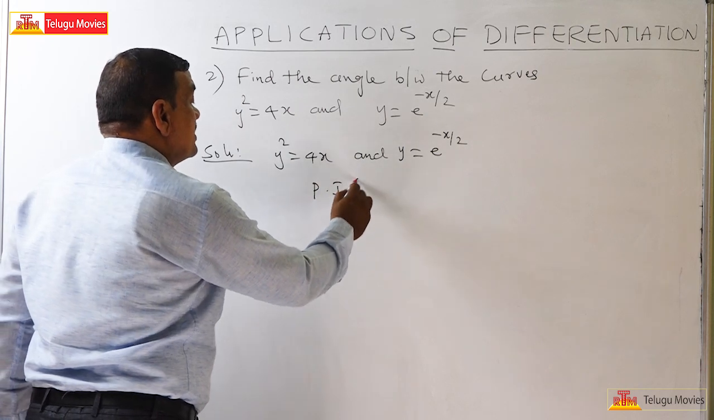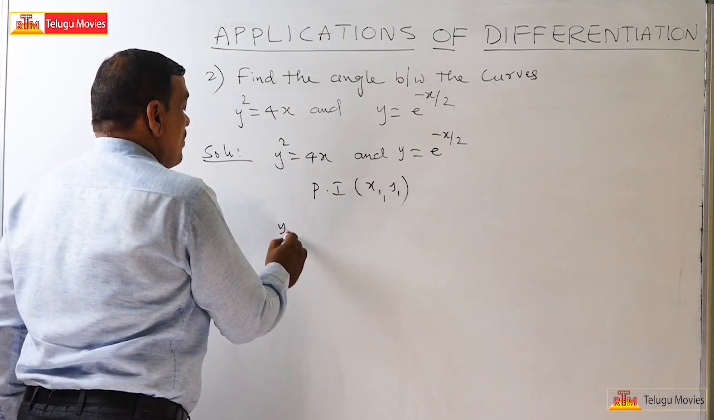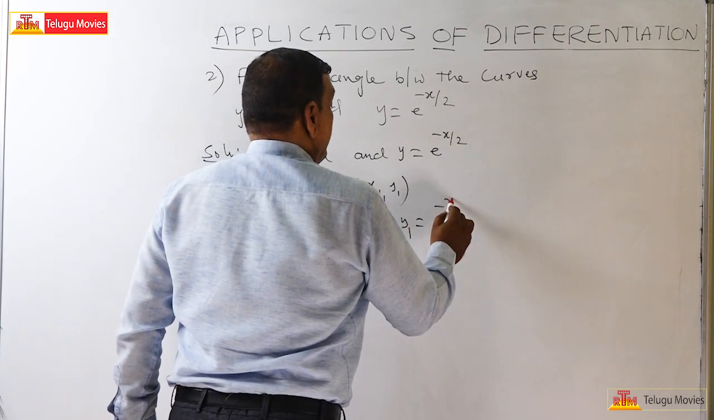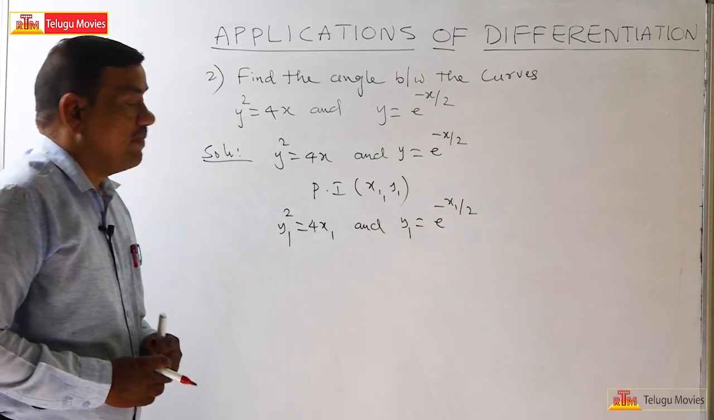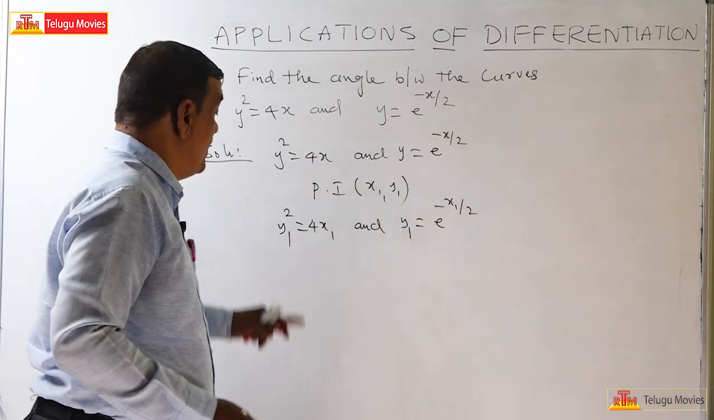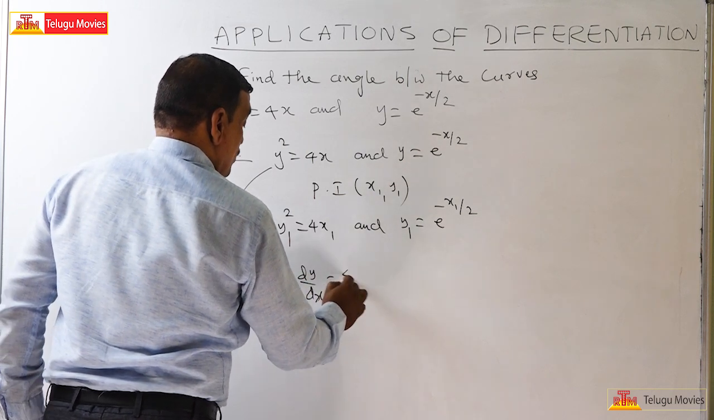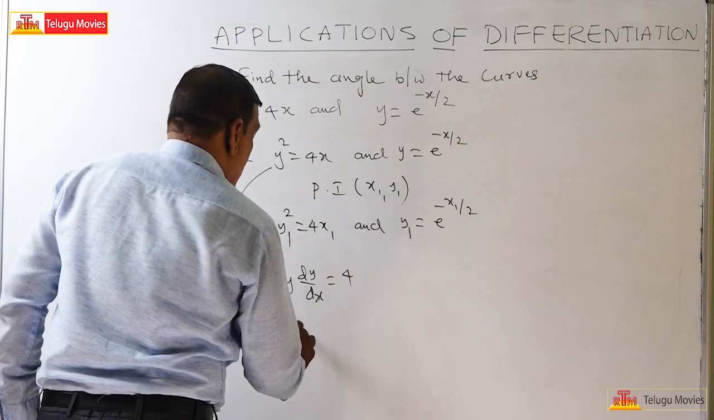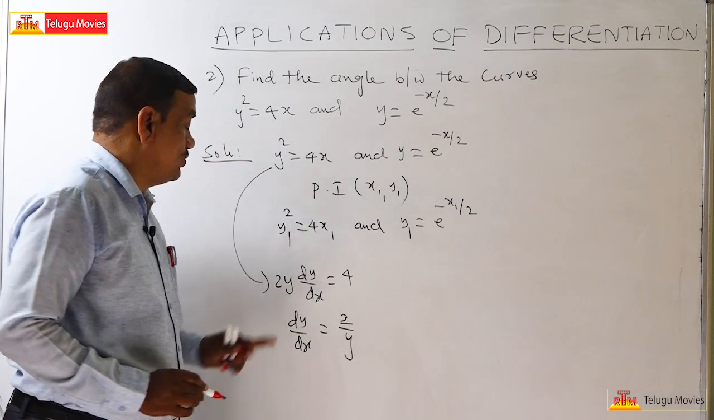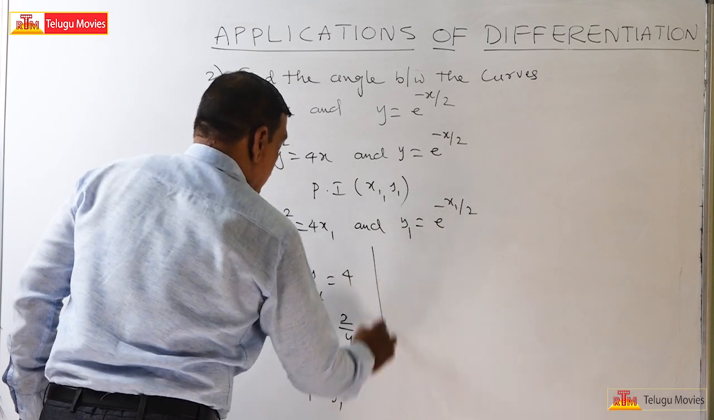Let the point of intersection be x1 comma y1. Therefore, what we will have? y1 square is 4x1, and y1 is equal to e power minus x1 by 2. So, the point of intersection will satisfy both the equations. Find the dy by dx for this. So, this is 2y into dy by dx is equal to 4. So, from this dy by dx is equal to how much? 2 by y. What is the slope of the tangent? 2 by y1. Put it like that.